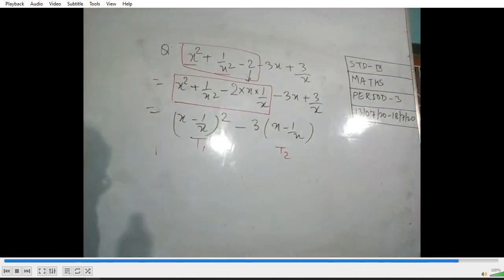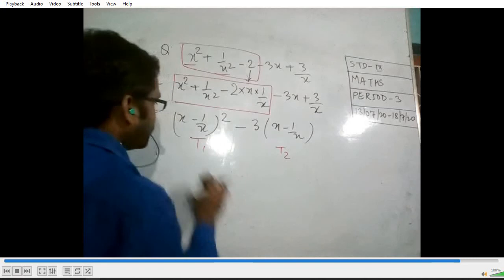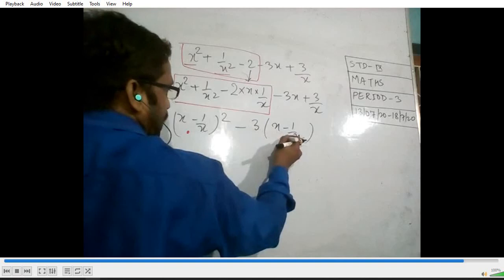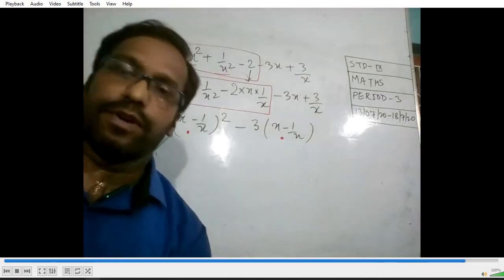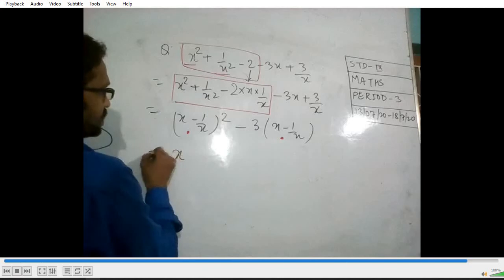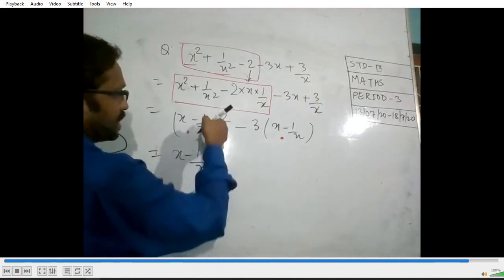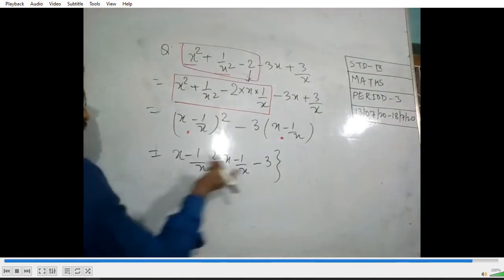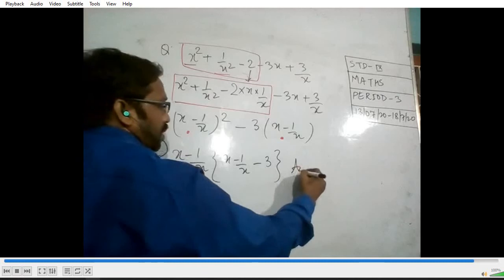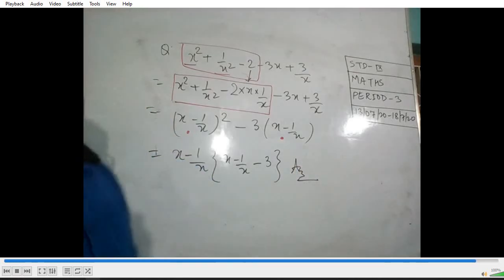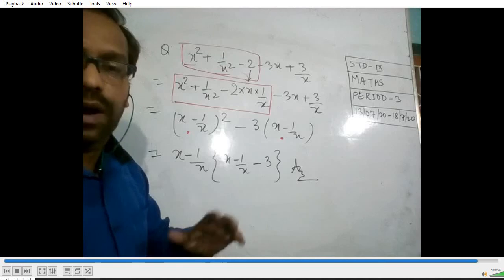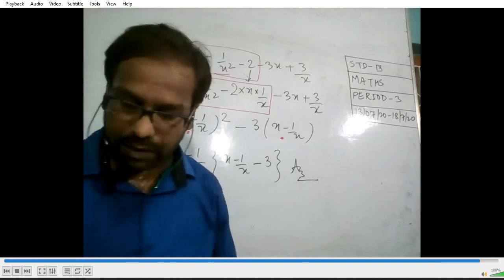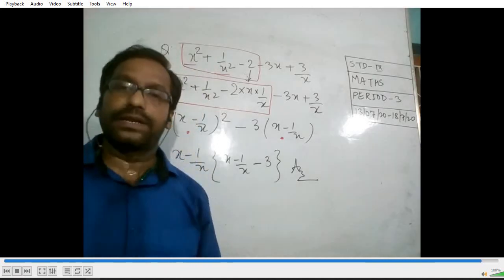In these two terms, what is common? So common is x minus 1 by x, here also and here also. So x minus 1 by x will come out. Inside there will be x minus 1 by x minus 3. So this is your answer of the second question. So what we did, we just found how this can be arranged so that I can get perfect squares of a binomial, because two perfect squares are there.